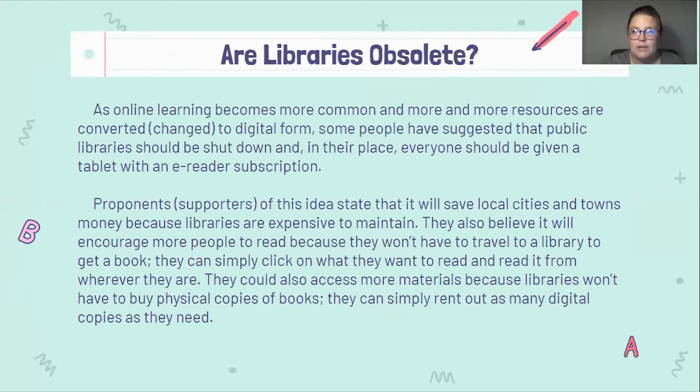Okay, so you probably all know what a library is, but the word obsolete might be something you don't know. Obsolete means something that is no longer used or out of date. For most people, having a home phone would be considered obsolete.